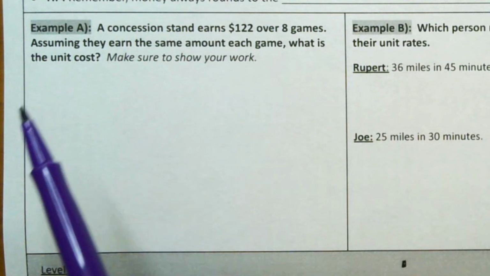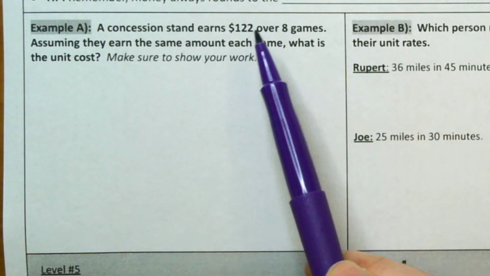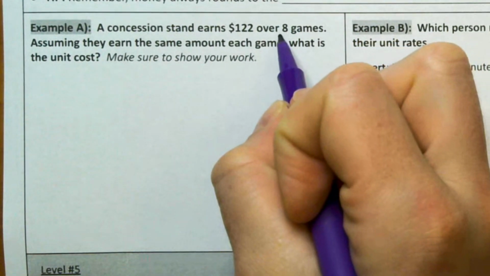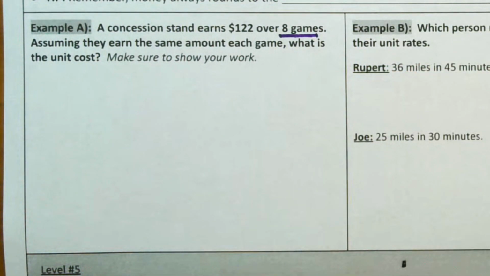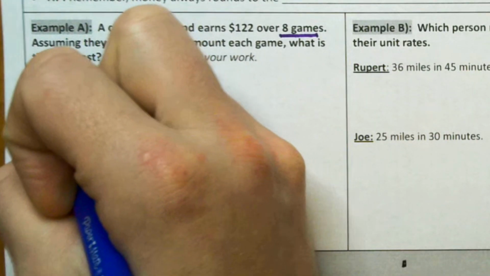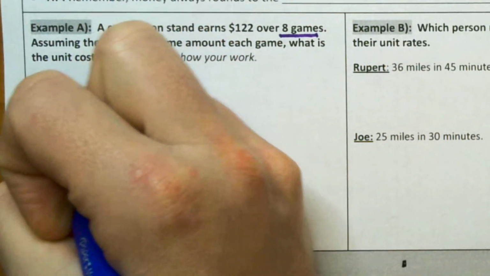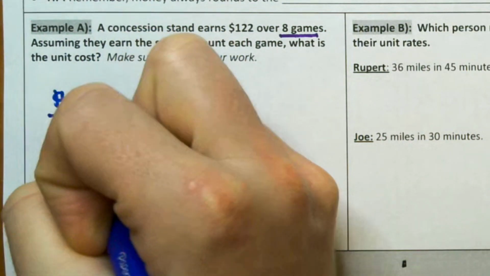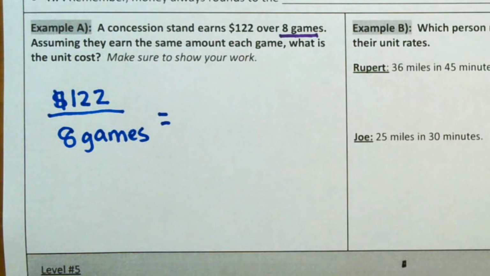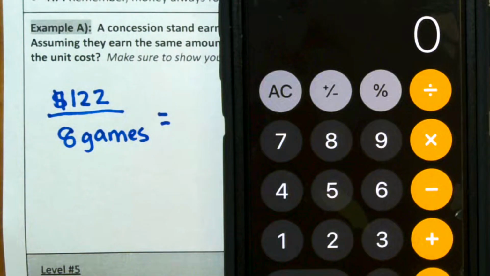So I know with unit costs, I'm going to look at the cost per game. So that means games is going to be our second number when we divide. So make sure you're writing with me. I'm going to write $122 divided by 8 games. And yes, you need to write the dollar sign. Yes, you need to write games.